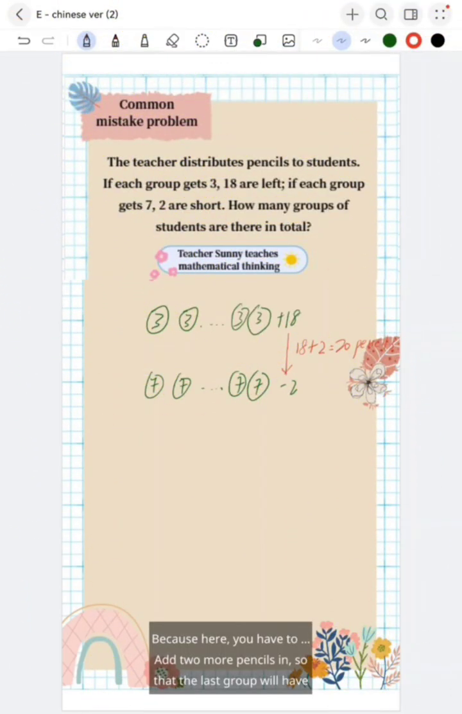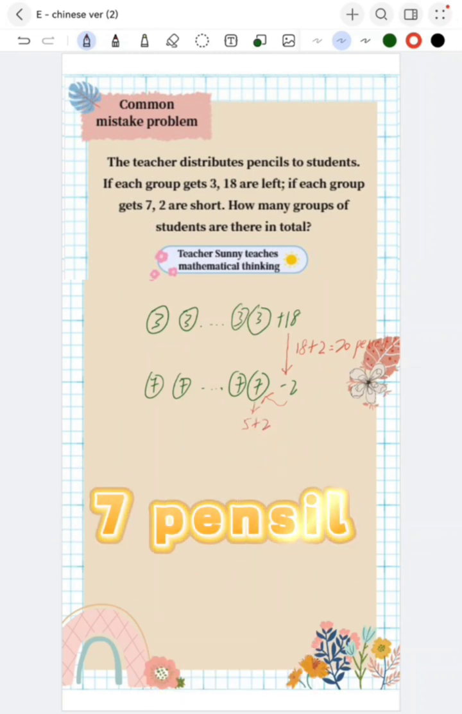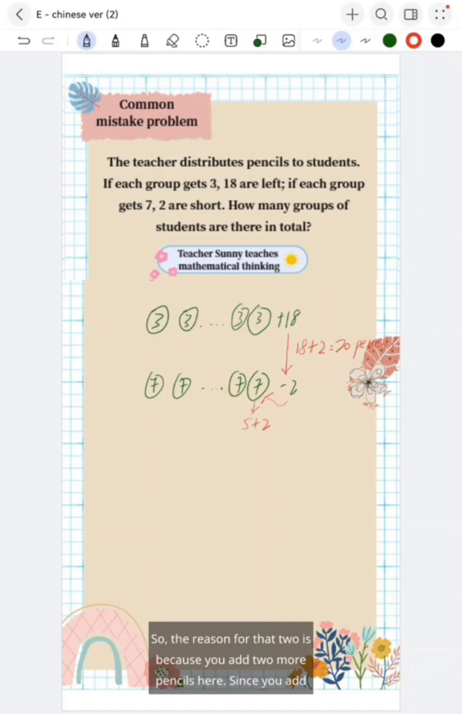Why is that? Because here you have to add 2 more pencils so that the last group will have a total of 7 pencils, right? Only then will the last group actually have 7 pencils in it. Do you get what I mean? In other words, this group is actually 5 plus 2, which together makes 7 pencils in total.